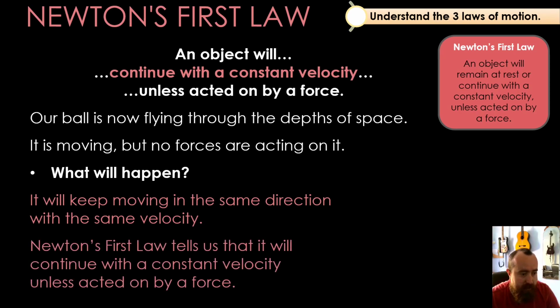Newton's first law again tells us that it will continue with a constant velocity unless acted on by a force. So that's what it's going to do. It's just going to continue going. It's not going to get any faster. It's not going to get any slower. It's not going to go left, right, up, or down. It's just going to go in the same direction with that same velocity. Remember, velocity is like the vector version of speed. It's speed, but in a given direction. In this particular case, it was down to the bottom right.